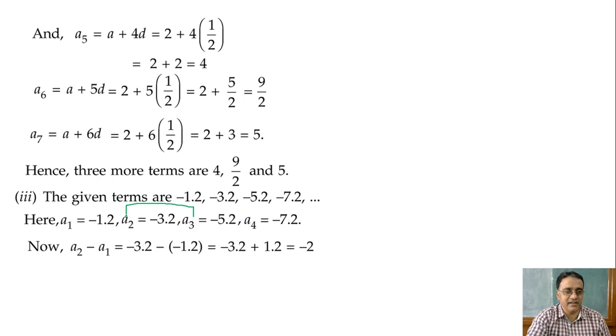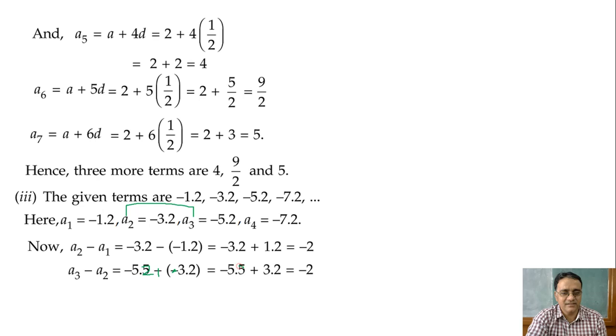We will subtract these two. So minus 5.2 minus of minus 3.2. So this will become plus. So here also we are getting minus 2. Okay. So next one is A4 minus A3.